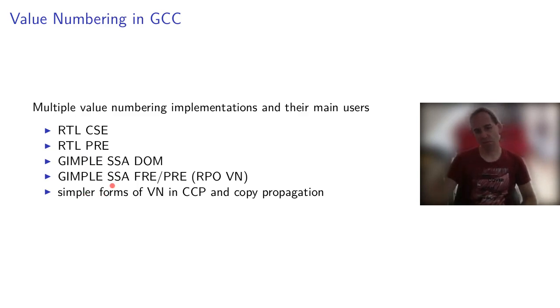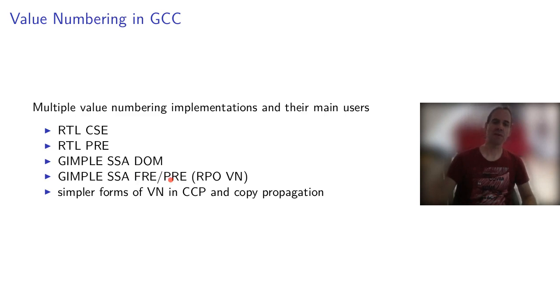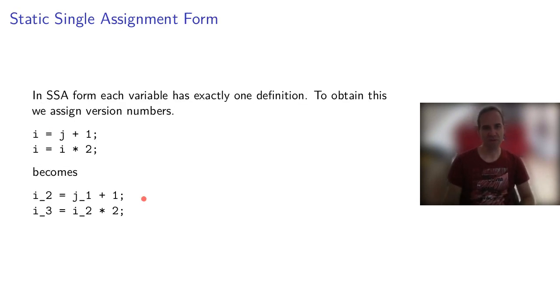And there are also simpler forms of value numbering in optimizations like constant propagation or copy propagation, where for the constant propagation case, for example, value numbers are basically constants, right? So in this talk, I am going to focus on the GIMPLE SSA redundancy elimination passes, which use a value numbering framework that operates on a special program order that I will talk about later. And because we are on the GIMPLE SSA form, I will try to introduce SSA to you quickly.